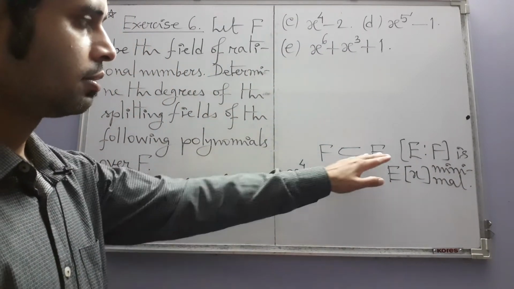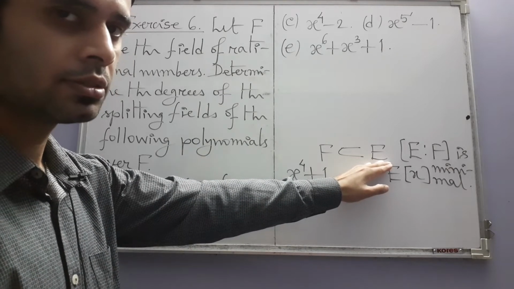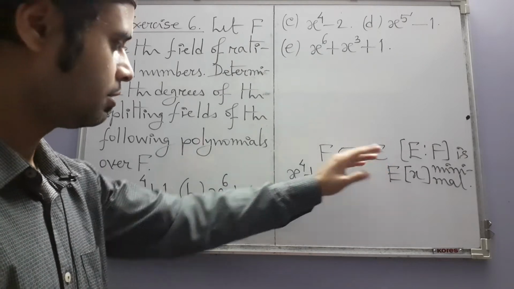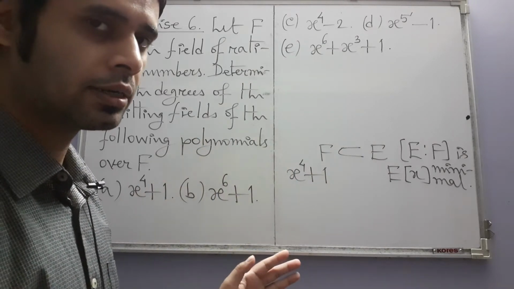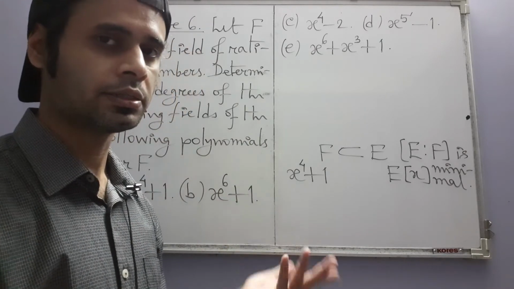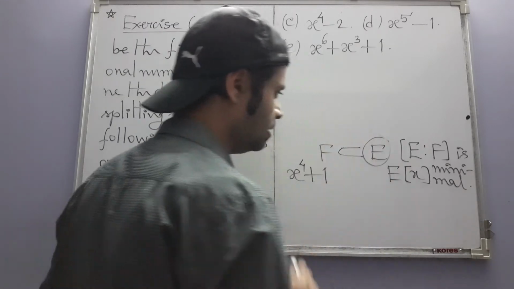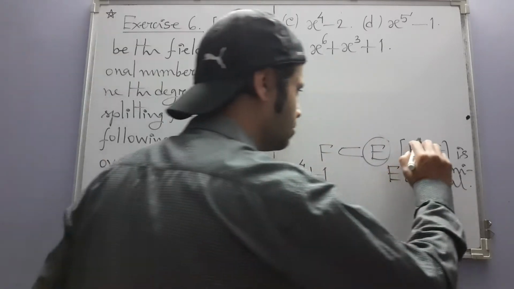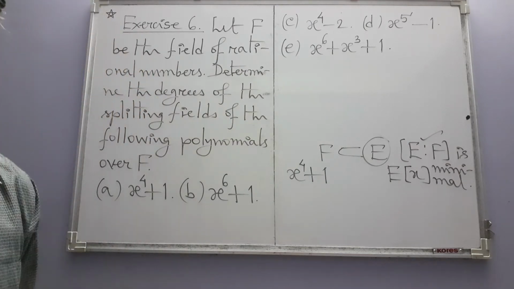Such a field E, or such an extension E of F, is called a splitting field for x to the power 4 plus 1. We have already proved theoretically that for any polynomial a splitting field exists and it is essentially unique. Now we don't really need to find E itself, but rather we need to find this degree. So let's start the solution.